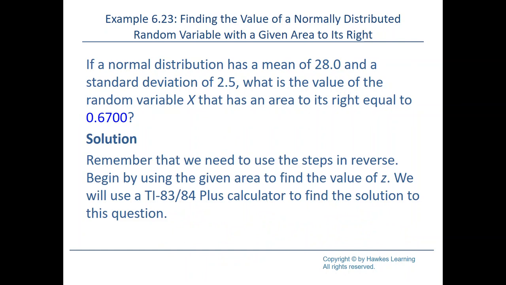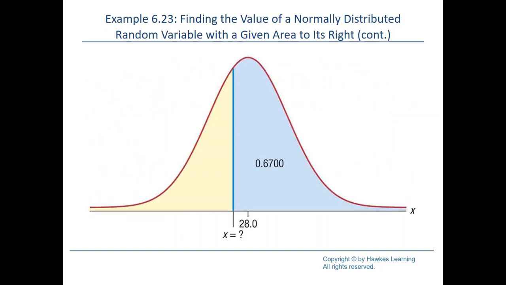Okay, so remember what the steps are in reverse. So we're going to find the value for the z. We will use the TI-84 Plus calculator to find the solution to this question. So this will kind of help you guys out a little bit. For those of y'all that are using the tables, it does take a little bit more work, okay? So the first thing, if you're doing the tables, then you're going to have to use the formula part. If you're using the calculator, it ends up being a little bit nicer.